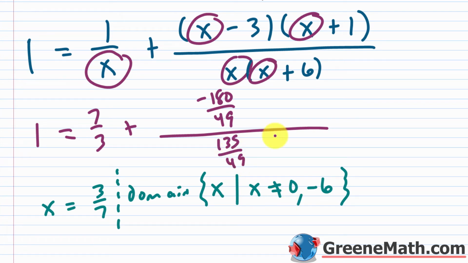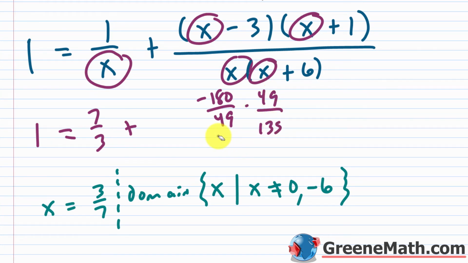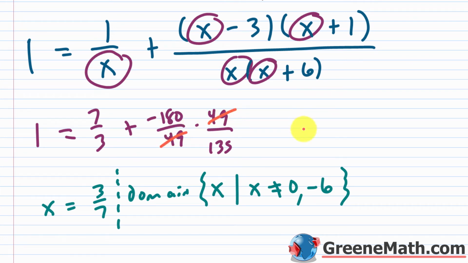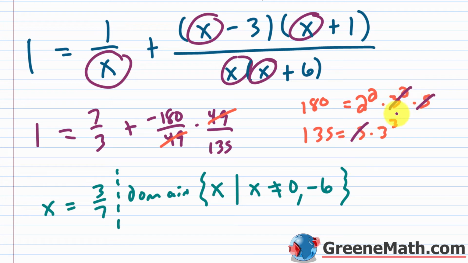Okay, we're going to take this guy and multiply by the reciprocal of this guy and see what we get. So let's cancel this with this. Now 135 is going to be 5 times 3 cubed. And then 180 is going to be 2 squared times 3 squared and then times 5. Well, you would basically cancel a common factor of 5 and a common factor of 3 squared or 9. So essentially in the numerator, you're going to have a negative 4. And in the denominator, you're going to have a 3 to the first power. So this is going to be negative 4/3 here.